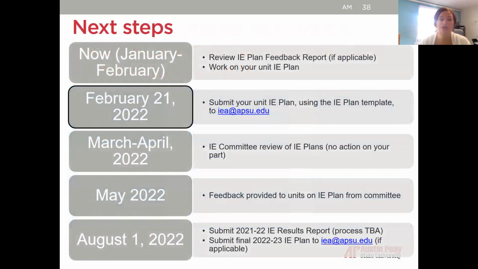So just next steps. Now you're going to get a feedback report from us from your 2020, 2021 results reports if you submitted one. You're going to work on your plan for 22, 23. You're going to submit that plan using the new form via our email address. The committee will review the plans. We will provide you feedback on your 22, 23 IE plan. And then you'll have time to work on that. And then in August, you'll submit your final plan as well as your results report for this year. And before this semester is up, we will have another workshop on results reports, just so that you understand what that process will be and what you need to be doing for that.